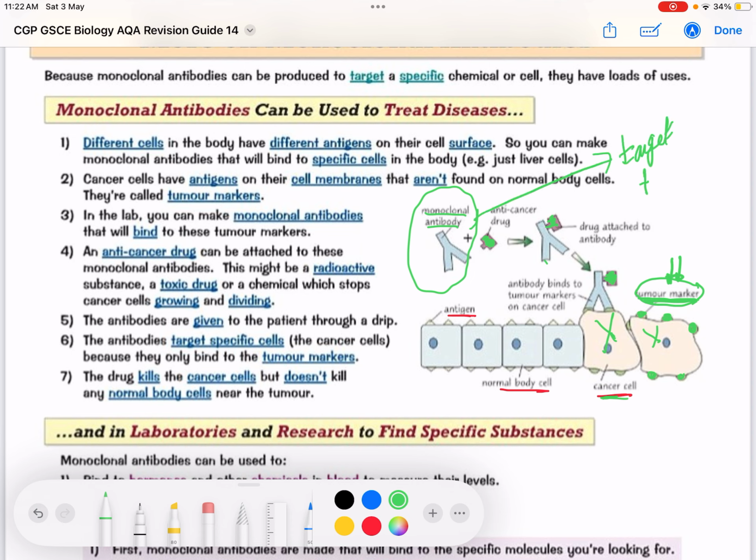target therapy, because it targets a specific antigen. I hope this part is clear. That's a very important application for monoclonal antibodies, depending on the fact that it's targeting a specific cell.